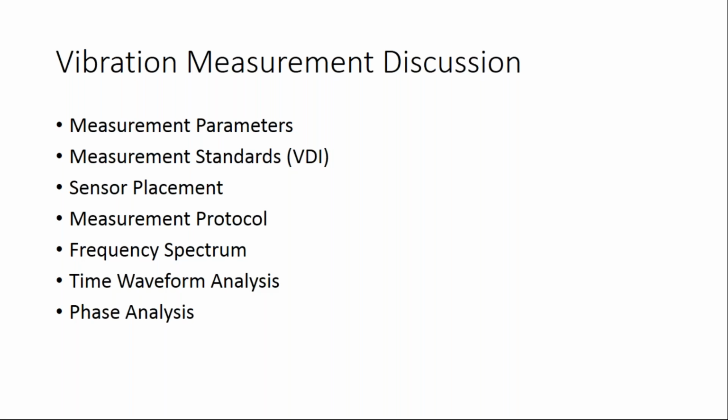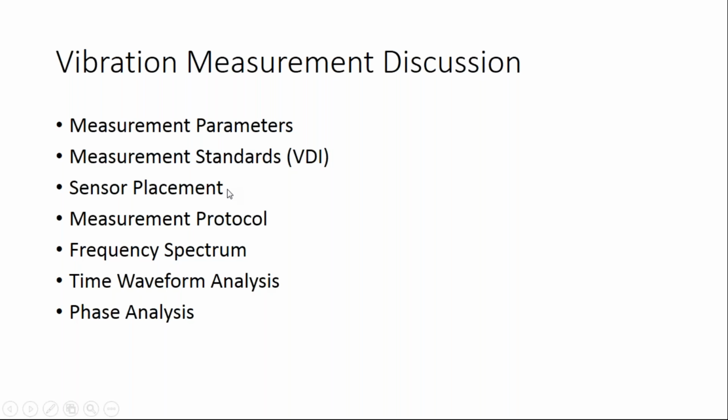And then also, depending on the class of machine, like these are small machines, so you'll find that we have used the VDI standard. This is the German standard. But depending on the class of machine, you get various vibration thresholds. So 1 millimeter per second on a small machine doesn't mean the same thing as 1 millimeter per second on a larger machine. So you need to look at the measurement standards.